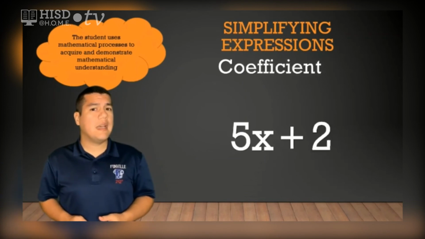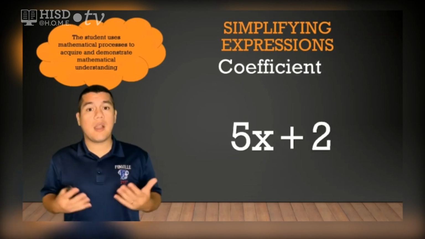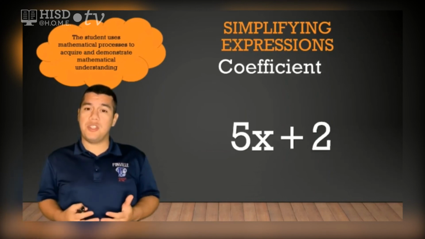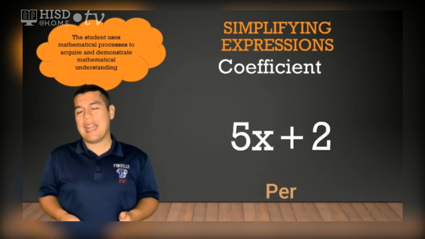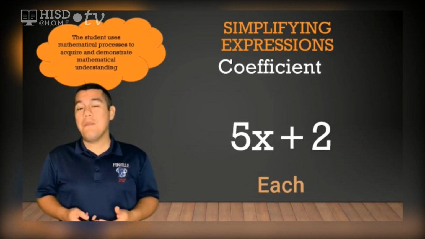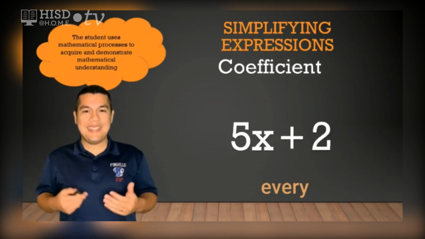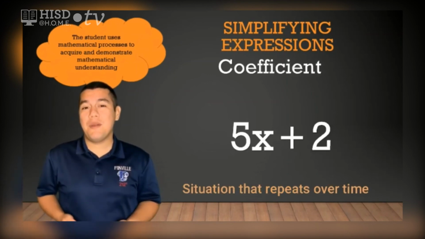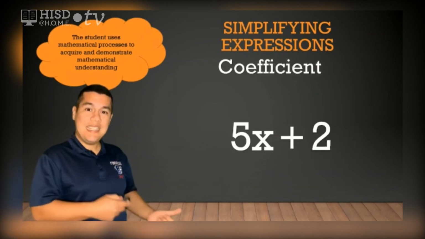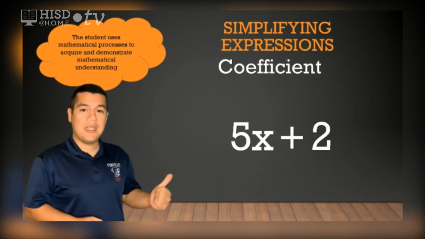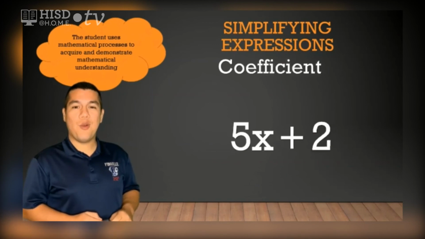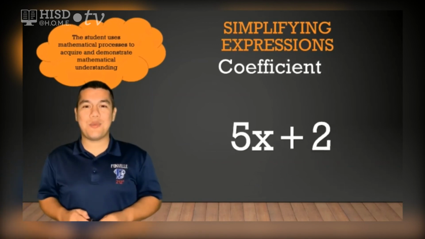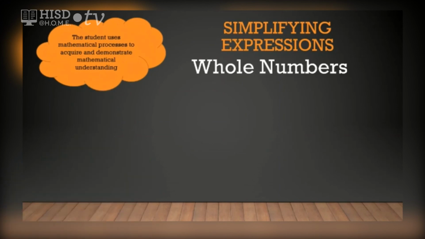The next word that we need to be acquainted with is the word coefficient. And the coefficient is going to be the number attached to the variable, the number that is gonna be repeated as many times as the variable's value is. In this case, the coefficient is gonna be the number 5 because it's beside the variable x. Now we can get started with some real world problems. Let's explore simplifying expressions with whole numbers.